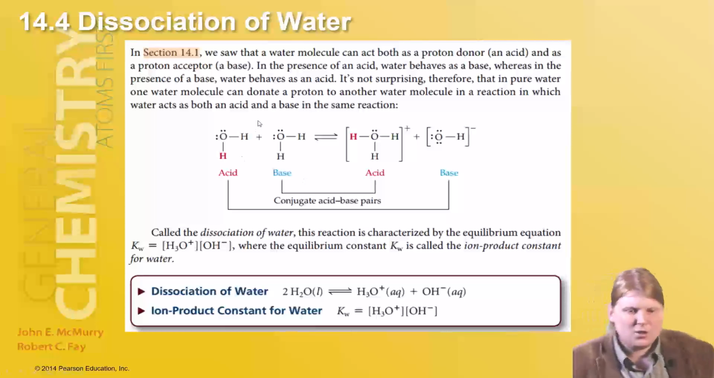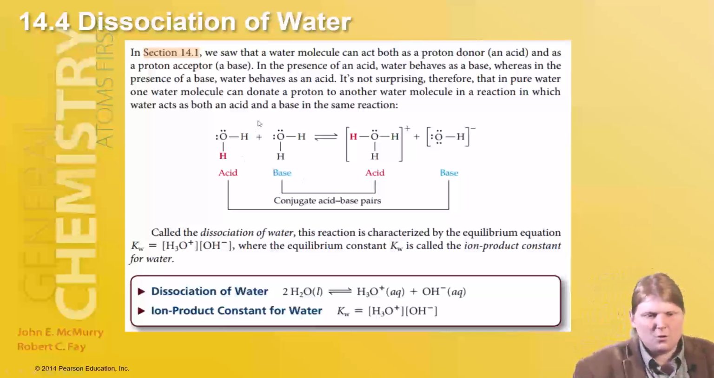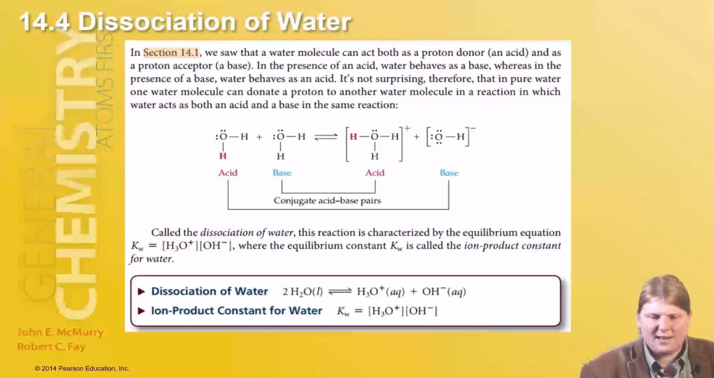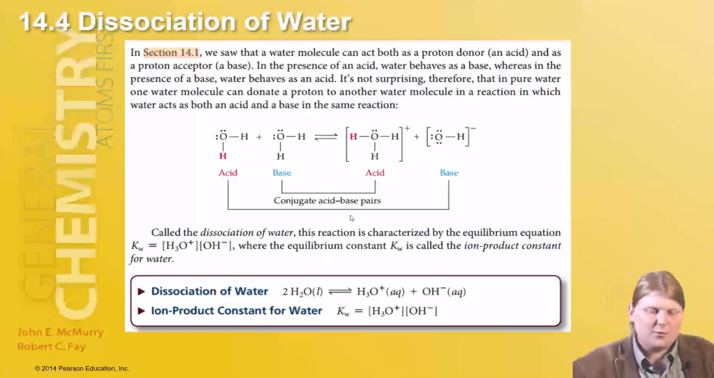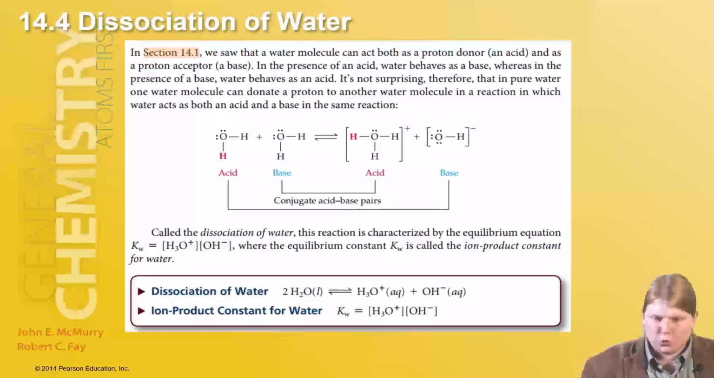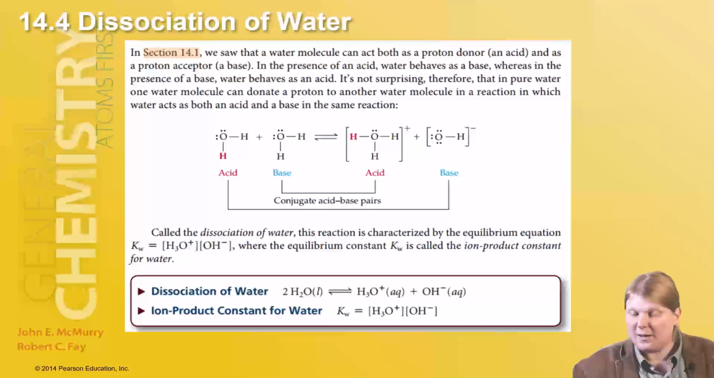So, dissociation of water. In 14.1 we saw that water could act as an acid or a base. So what would happen if we thought about water reacting with itself? Like one water molecule acts as an acid and one water molecule acts as a base. Well, this process is called the dissociation of water, and it's a property of a water solution, of water in a container. It just does this spontaneously, and it does this with a given constant.